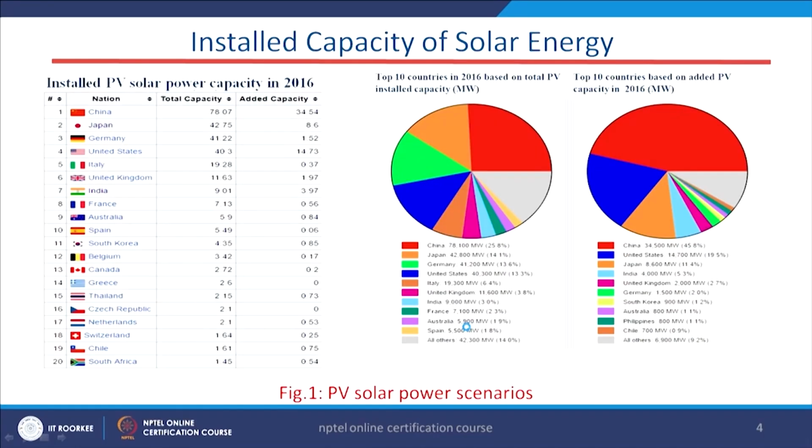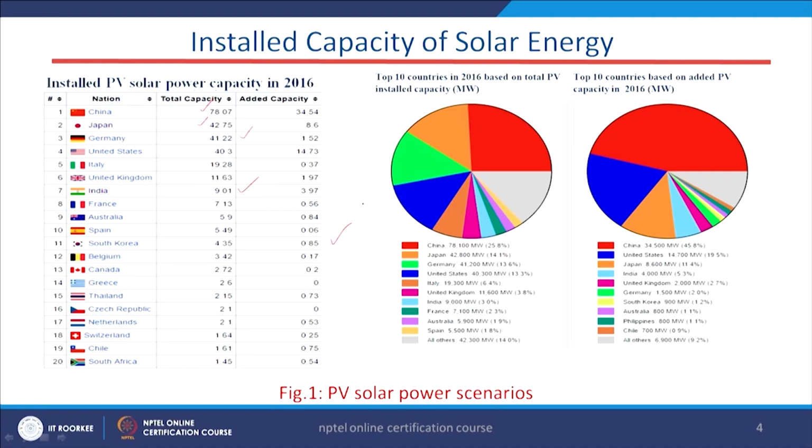In this particular PPT, I will explain the installed capacities of solar energy throughout the globe. If you see this first table, China is at the top. The unit of total capacity or added capacity is megawatt. It is 78.07 megawatt. After that we have Japan, that is 42.75 megawatt, and next Germany, that is 41.22 megawatt, and so on. Now, if you see where India is, it is here: 9.01 megawatt as far as the total capacity is concerned.